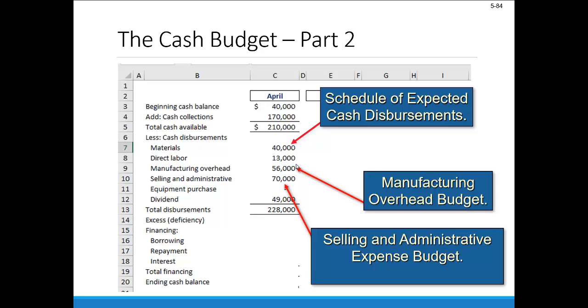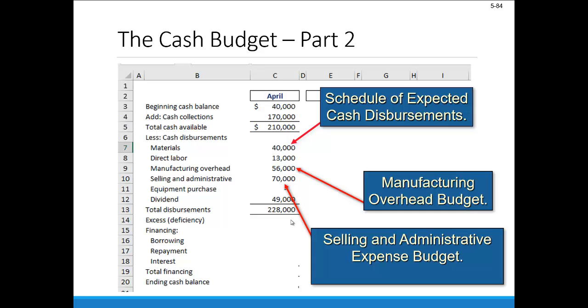Then we'll deduct all the expected cash disbursements. So we had $40,000 for purchases of materials. That's from that schedule of expected cash disbursements for materials we'd put together. We've got expected labor cash outflow, $13,000. $56,000 in overhead from the overhead budget. $70,000 in selling and admin expenses from that budget. Then we mentioned the special dividend there of $49,000. Total disbursements then of $228,000.